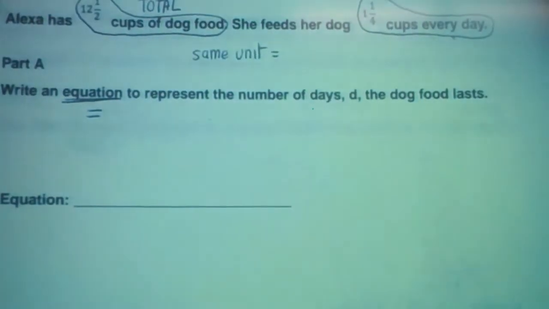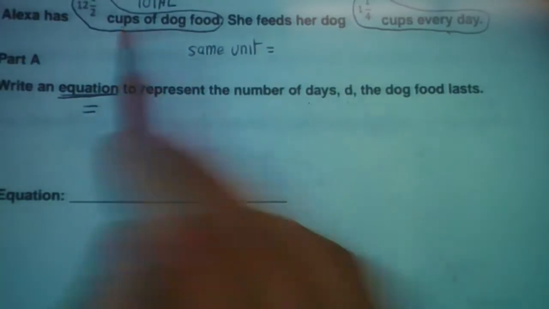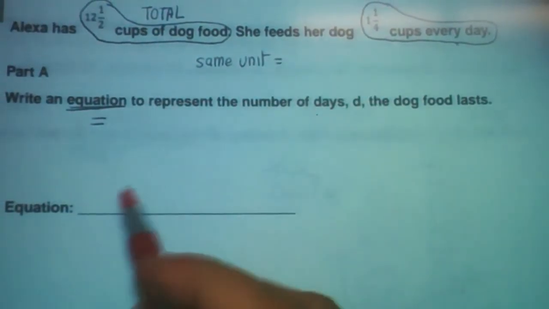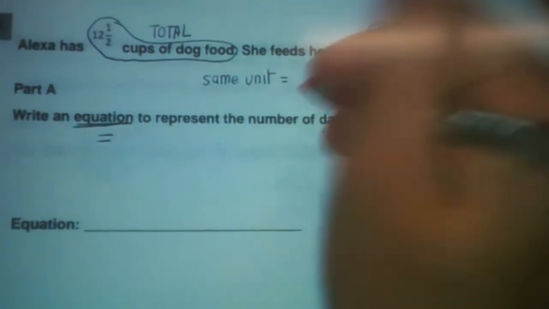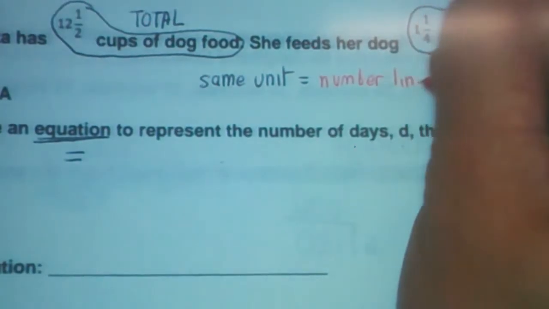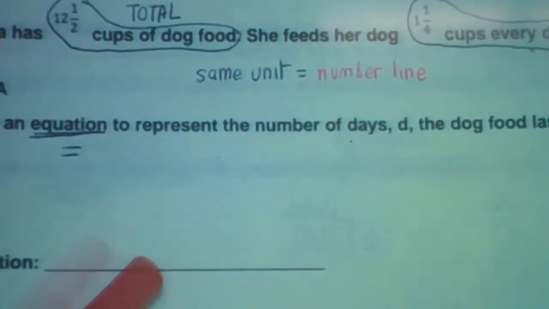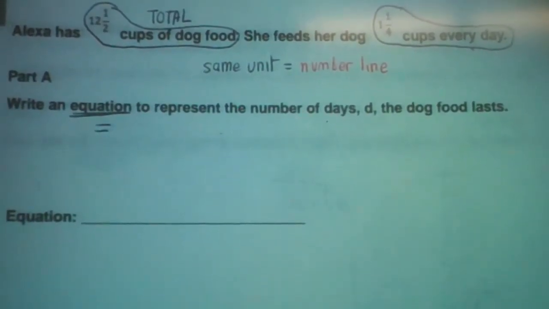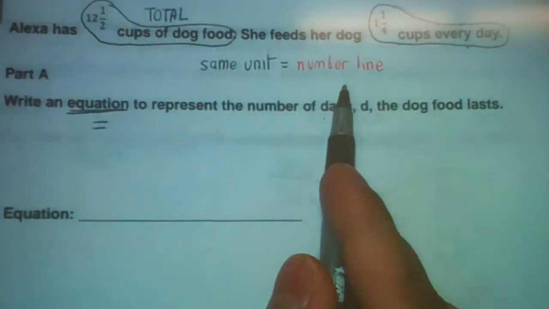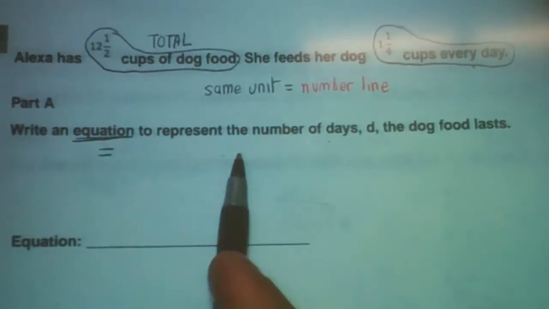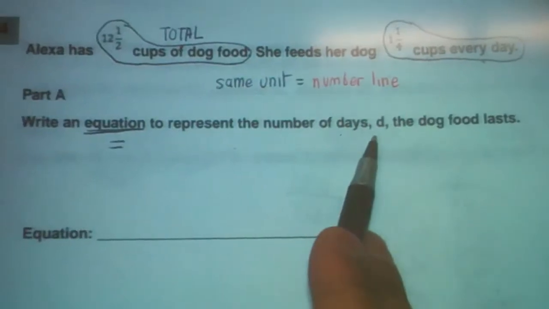What strategy should we be using if we see two numbers that have the same unit after it? Go ahead and call it out. If you said number line, you would be correct. However, for this problem, it only says to write an equation to represent the number of days. So we could make a number line. In fact, for part B, we will. But this just asks you to use the numbers and the letter D.